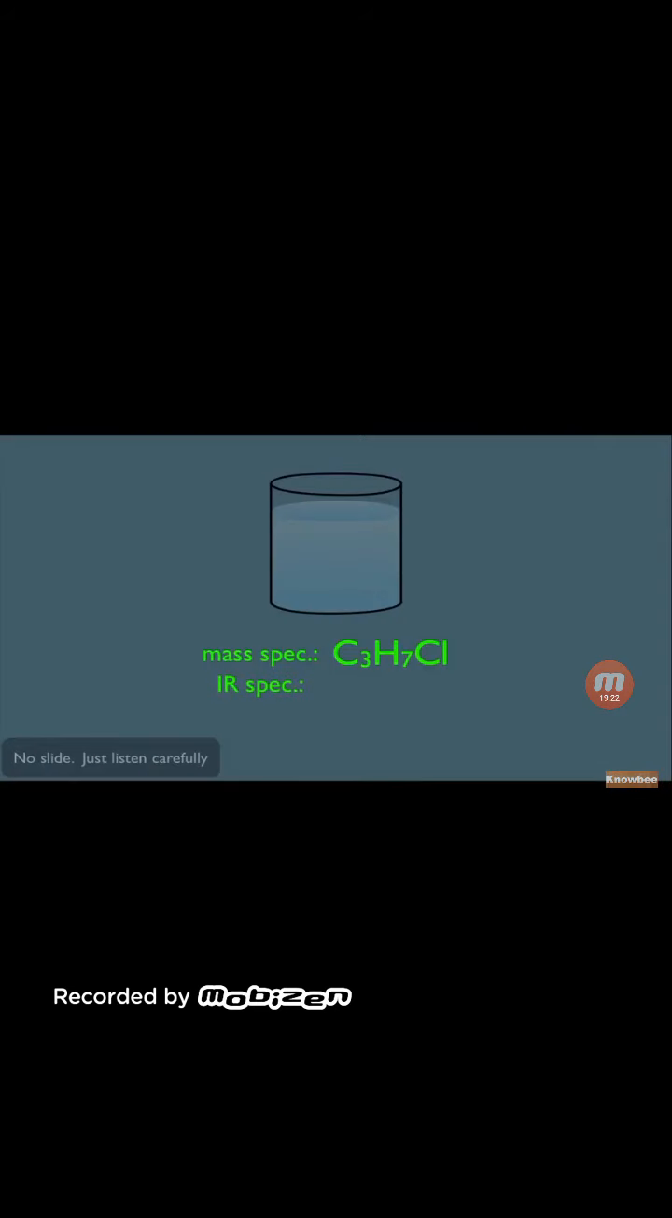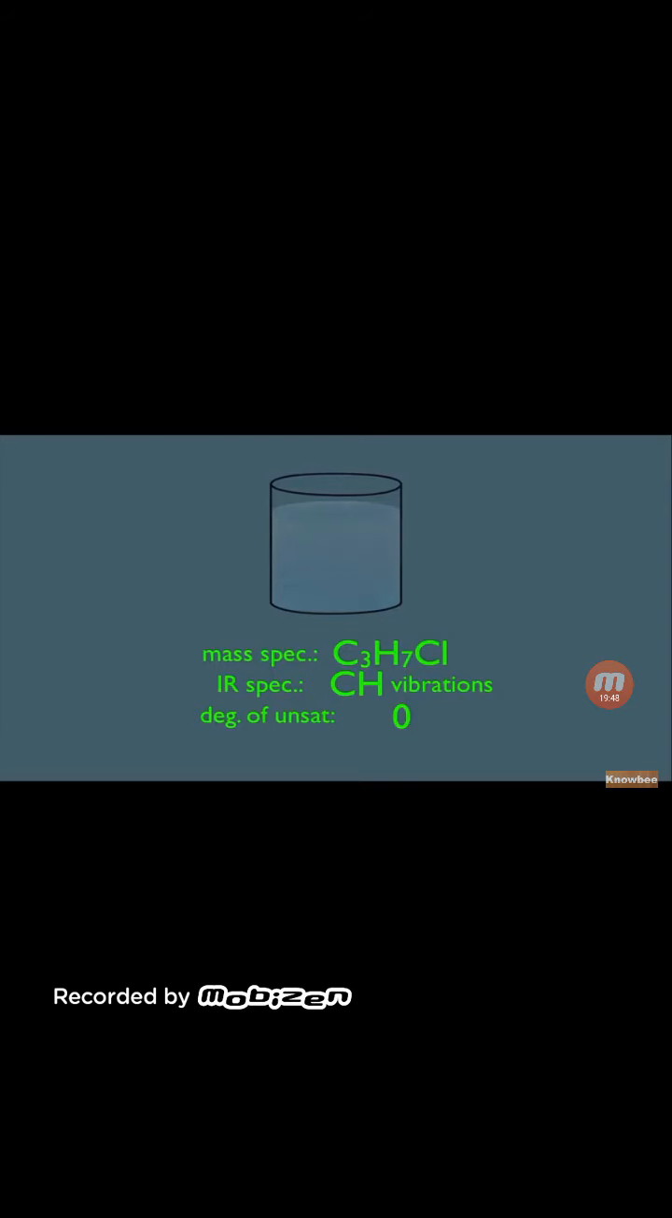We also run it in the IR spec machine, and the IR spec tells us that we see a lot of CH vibrations. Of course, because there's a lot of CH bonds in our molecule. Remember, we also learned how this machine works in a previous online lecture. And notice if we did a calculation on the degree of unsaturation of our sample, the degree of unsaturation is 0. We talked about how to do this also in another online lecture. And remember what this 0 means is that our molecule has no double bonds, no triple bonds, or no rings.